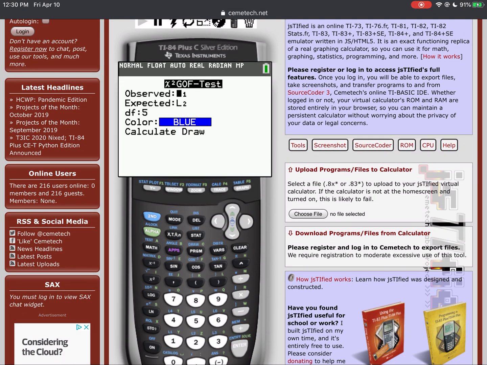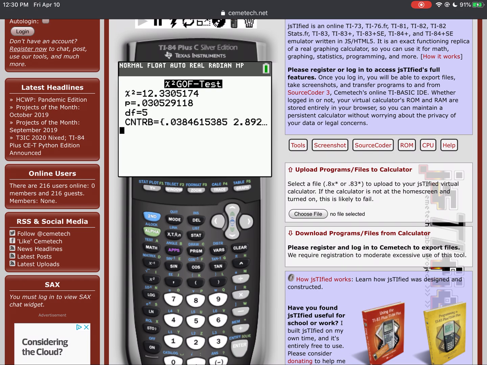where did you plug in my observed values? And I put those in L1. The expected values I plugged into L2. And since there were 6 different colors, I'm putting in 5 degrees of freedom. And then I will come down here and I will calculate. So that test statistic probably not going to be all that meaningful to you, mainly because the test statistic fluctuates a lot based on the number of outcomes. So don't worry about that. What we do care about is the p-value.